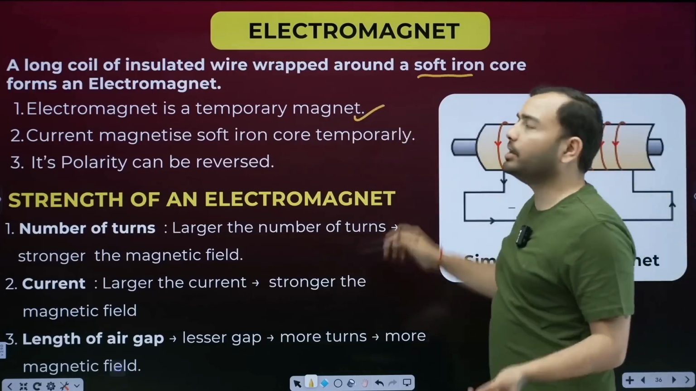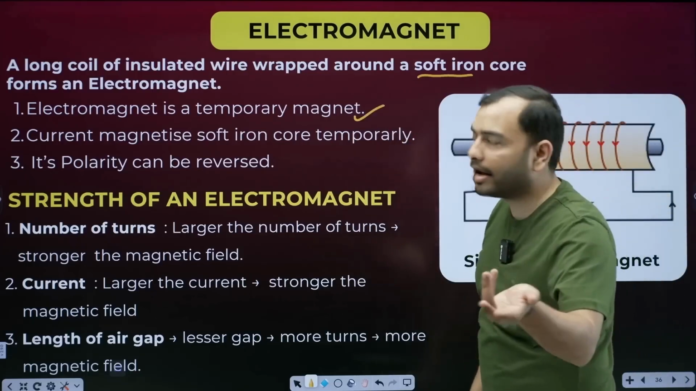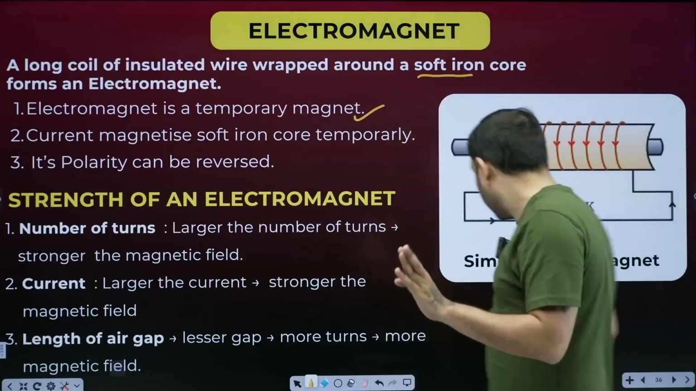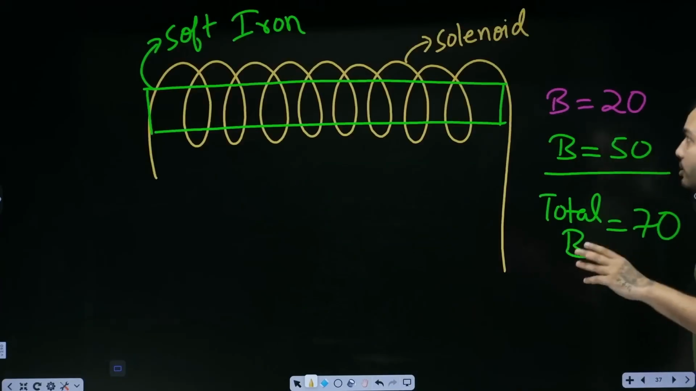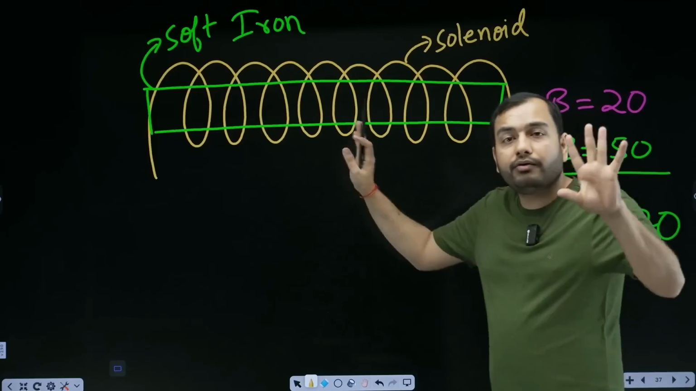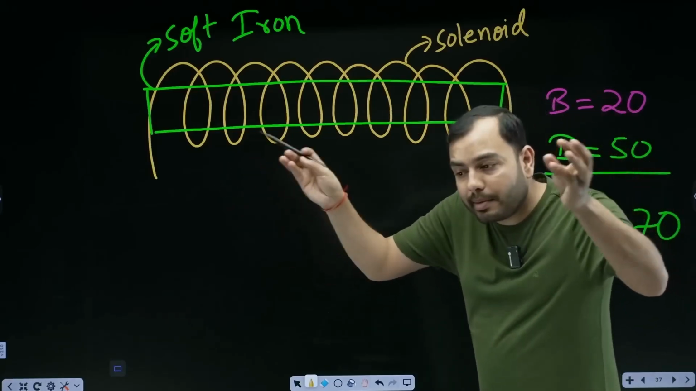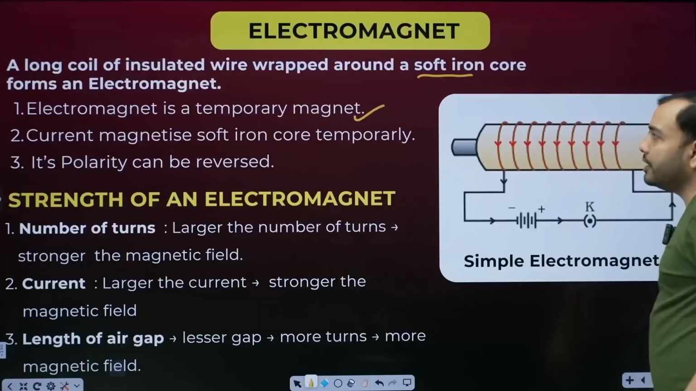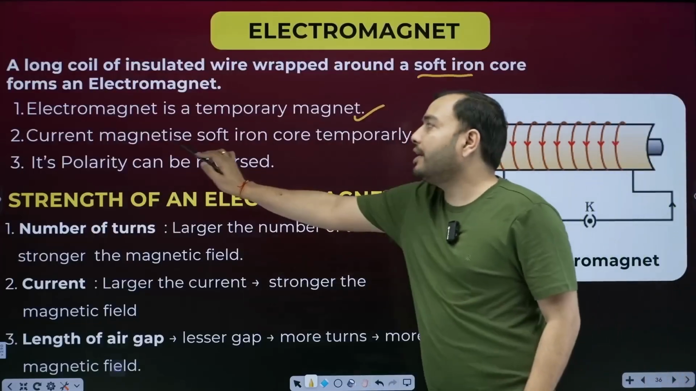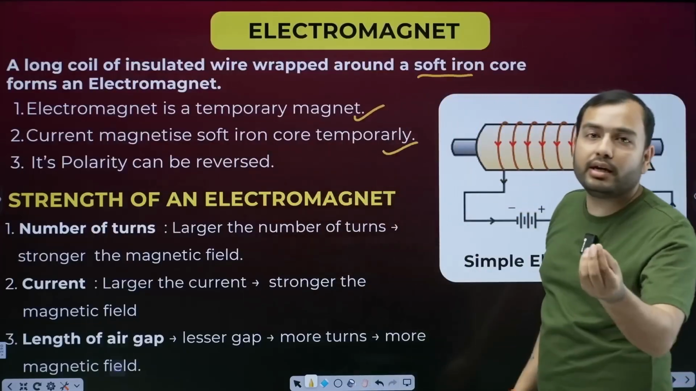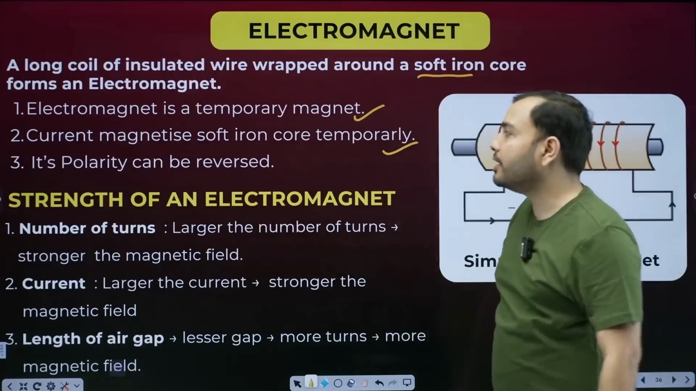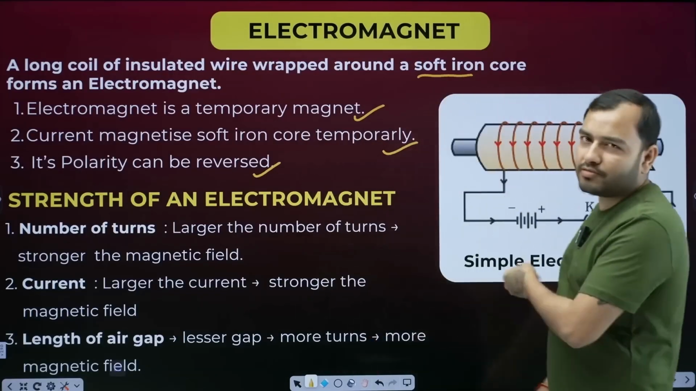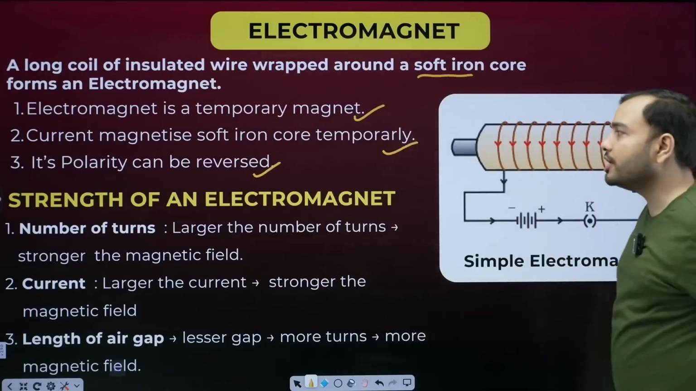What kind of magnet is an electromagnet? It is temporary. As long as there is current, there will be magnetic power. As soon as the current is switched off, the magnetic power of the soft iron core is gone. The current brings the power, and as soon as the current stops, the magnetic power also ends. So it's a temporary magnet: current magnetizes the soft iron core temporarily. Its polarity can be reversed; every time you change the direction of current, the polarity will reverse.